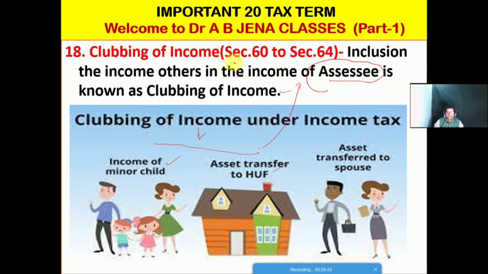Now, clear? Again, I am repeating, clubbing of income. What is the meaning of inclusion? The income of others in the income of the assessee is known as clubbing of income.